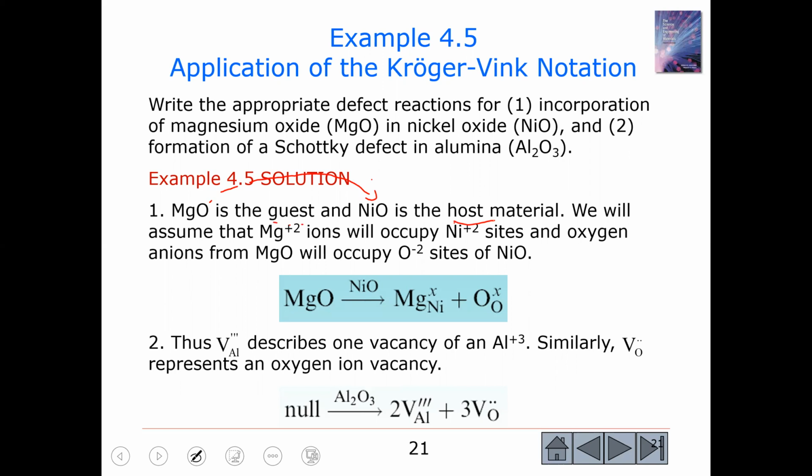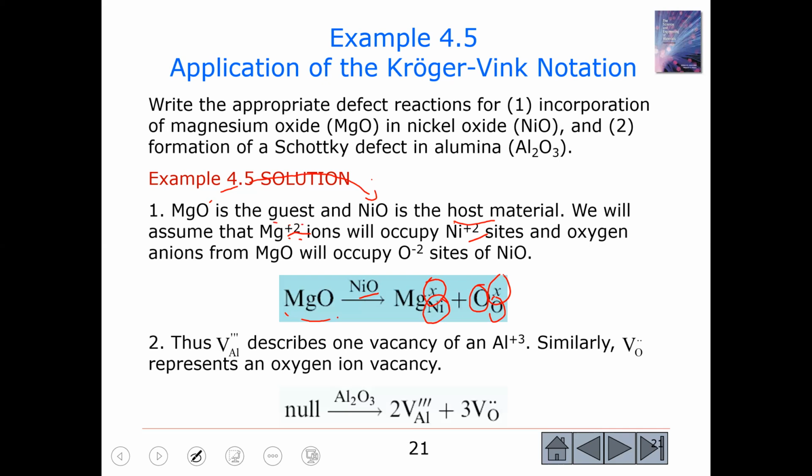We will assume that Mg+2 ions will occupy Ni+2 sites, and oxygen anions from MgO will occupy O-2 sites. So MgO is going to come into NiO, and Mg is going to replace Ni, and oxygen is going to replace oxygen. Because the valence of the host atom and the guest atom is the same, it is going to result in neutrality. So X stands for neutral. Clear? Okay.